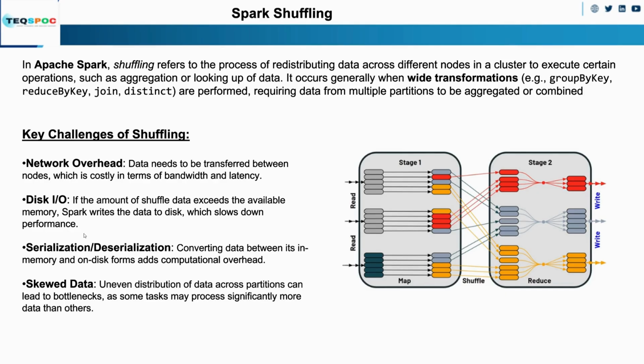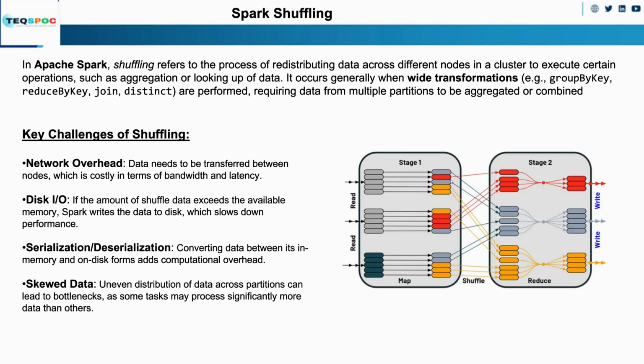The second thing is disk IO. You have to remember that whenever you do a shuffle, a certain portion of the data, the shuffled data, will be stored on an intermediate disk, which is known as the shuffle disk.